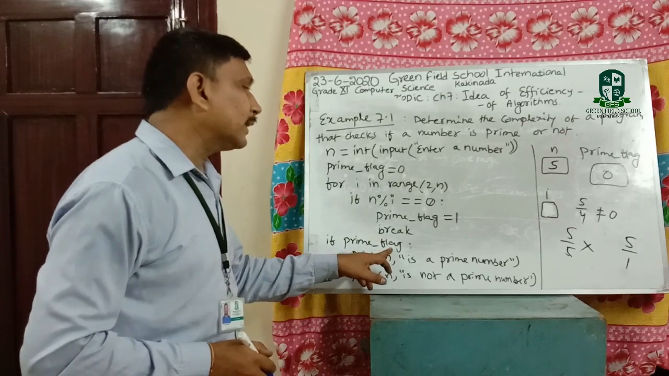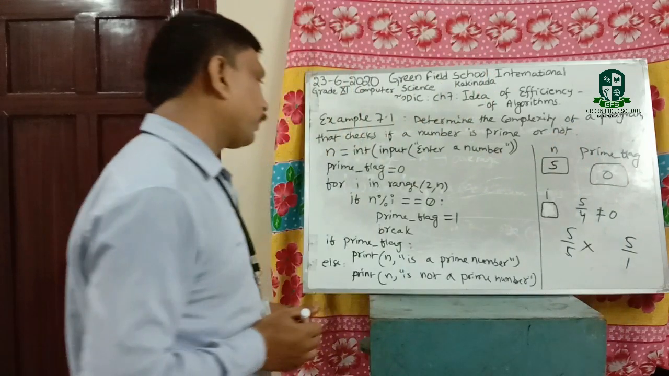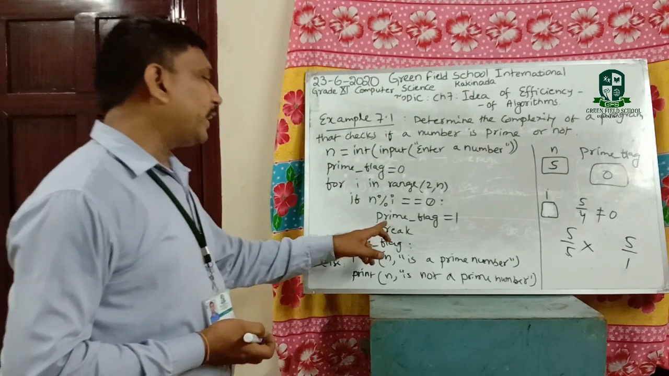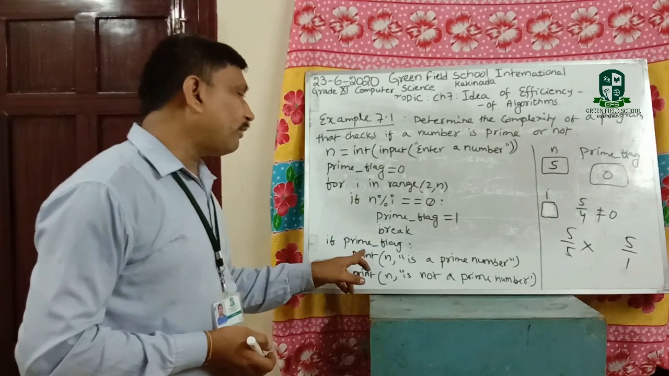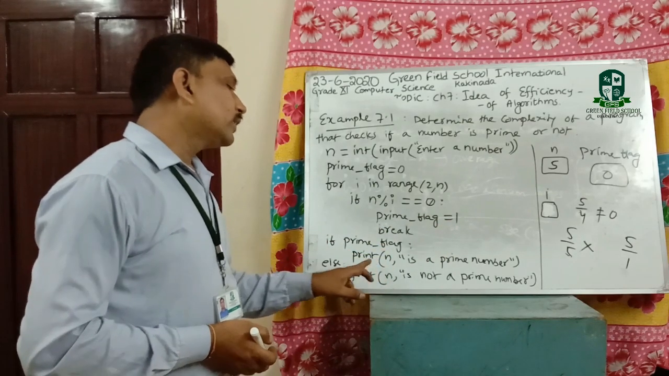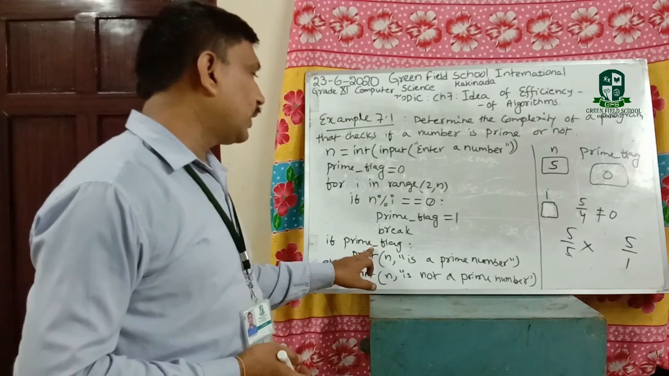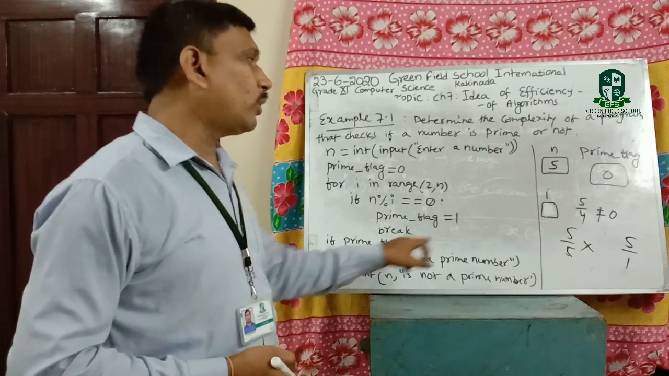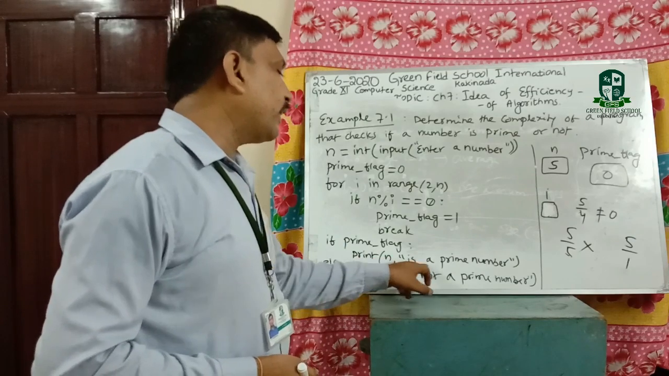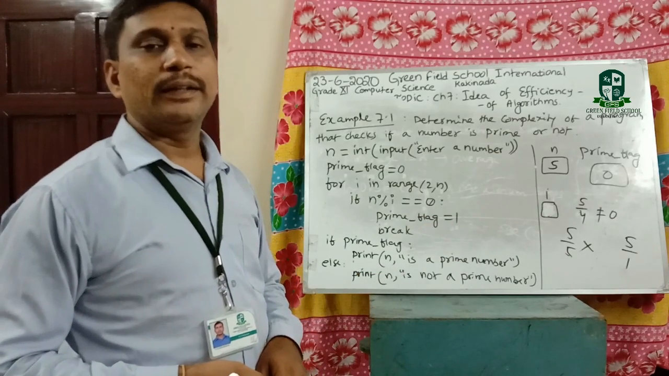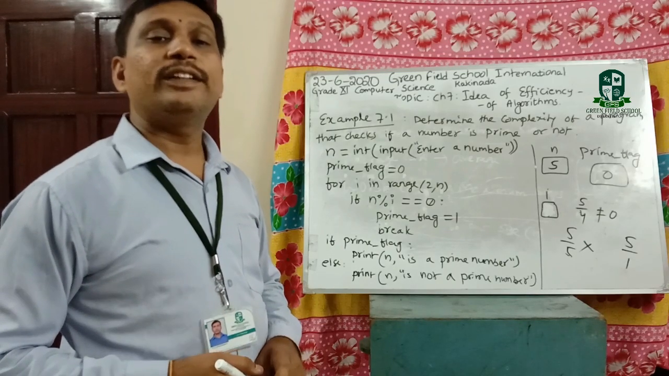In this case the prime flag stays 0. So the prime flag is not set to 1 at any time. That's why, with the prime flag at 0, n is a prime number. It is set to 0, that's why the condition is true. The prime flag is always 0 when n is equal to 5. That's why 5 is a prime number.